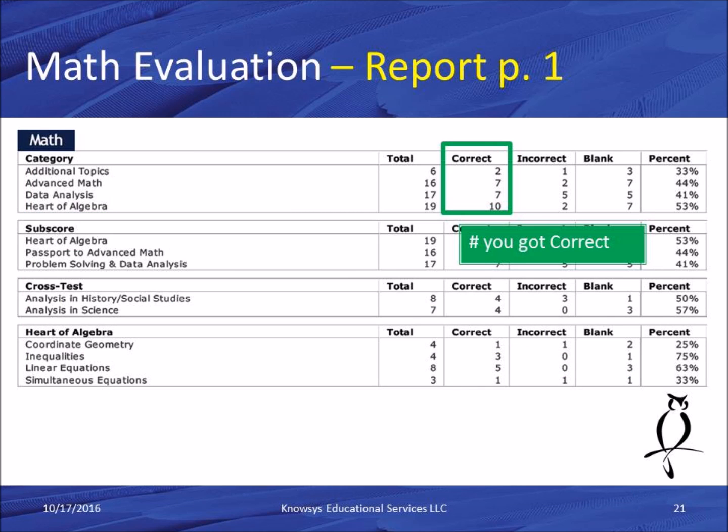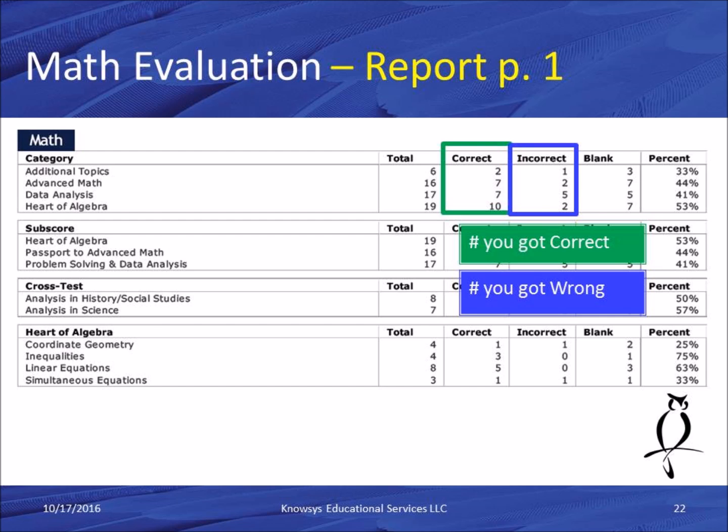The next column that you see is titled correct. This is the number of correct questions, or number of questions you got correct within this particular category or subcategory. So in this case, my sample student, there were 6 additional topics questions. The student got 2 of the 6. The third column is the number of incorrect. So in this case, my student missed 1 of the 6. So it's the number that they actually missed. The fourth column is labeled blank, and that is the number of questions in that category or subcategory that you left blank with no answer.